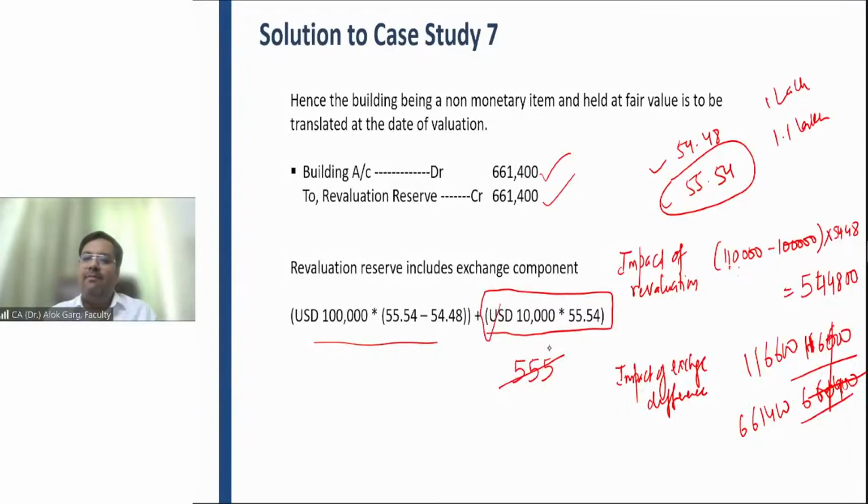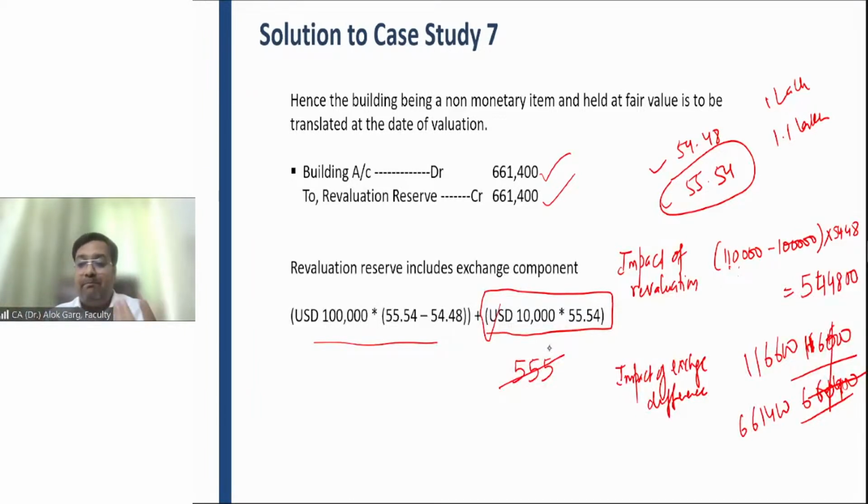Yes. So, Sriram, that is what I'm telling you. You can simply compute 110 multiplied by 55.54 minus 1 lakh multiplied by 54.48. But if the question asks you for the split between revaluation and exchange difference, how will you do that? सबसे पहले मेरा revaluation का impact क्या है? What is the impact of revaluation? It goes up by 10,000. So considering the rate is the same, there is no change in exchange rate, so 10,000 multiplied by 54.48 will come as the revaluation amount.